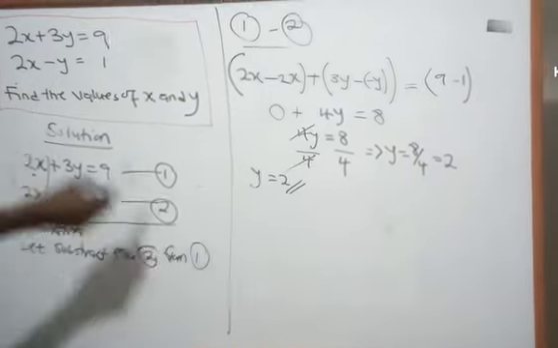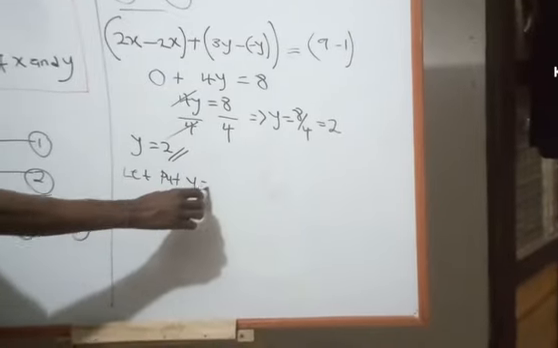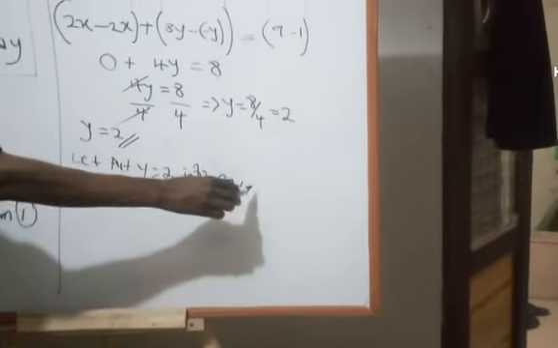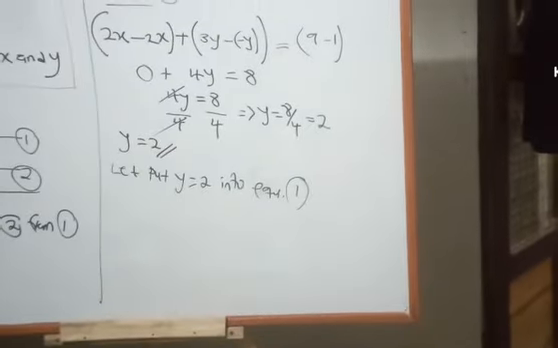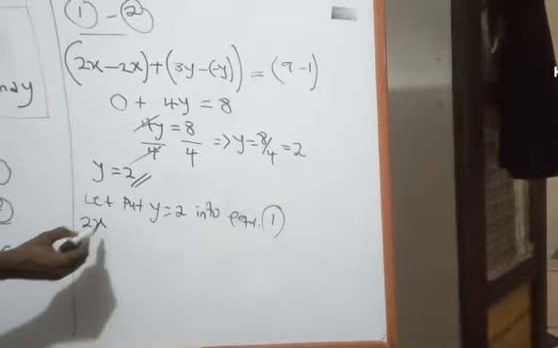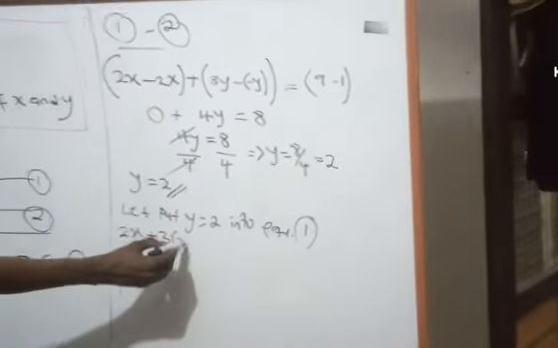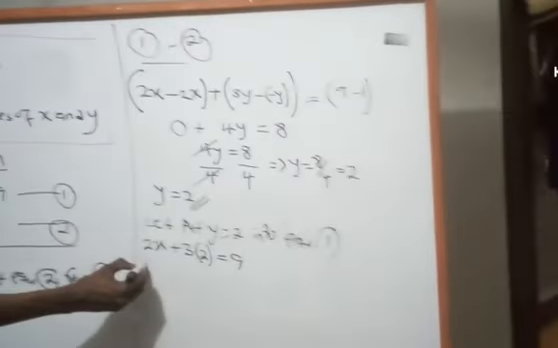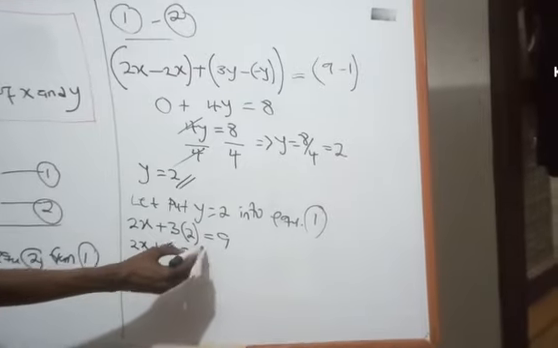So let's put y is equal to 2 into equation 1. Anywhere we see y in equation 1, we'll put 2 there. So in equation 1, we have 2x plus 3y, but we know that our y is 2, so we put the 2 here, which is equal to this 9. So 2x plus 3 times 2, 6, is equal to 9.